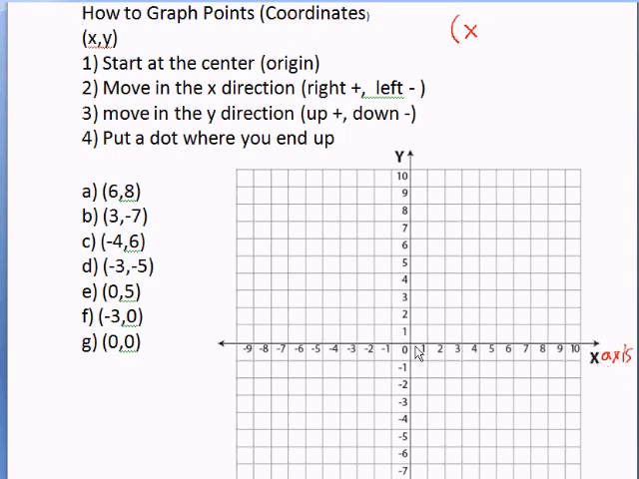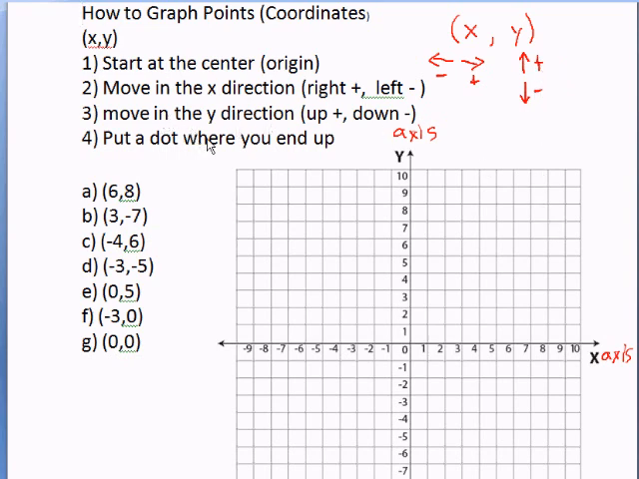The x-axis at the center, from the right of the center it goes positive, from the left of the center it goes negative. The y part of the coordinate deals with the y-axis. From the center up goes positive and down goes negative. So the x-coordinate, if you go to the right, that's a positive direction. If you go to the left, that's a negative direction. The y part, if you go up, that's a positive direction, and if you go down, that's a negative direction.